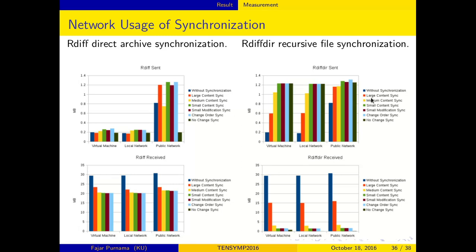But during a large content synchronization, a signature is produced roughly around 0.6, might not be this much. This is also affected by the network, and we can see from this figure that the size of the signature increased with the scenario. Though this is not really the scope of our work, we can show that the figure is like this.